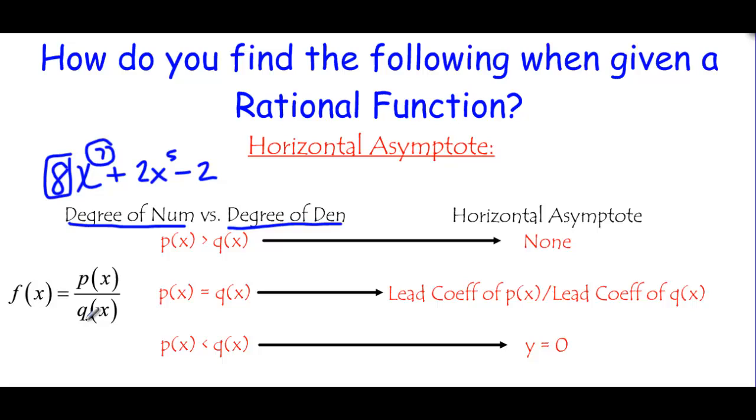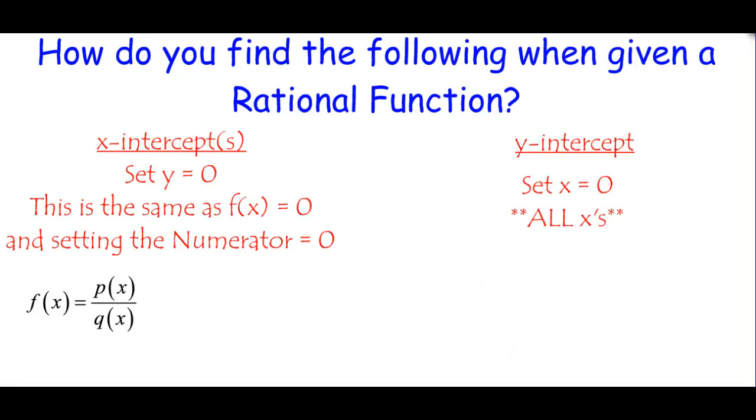If they are equal, what we're going to do is take the lead coefficient of p of x divided by the lead coefficient of the denominator q of x, and then we're going to get a new ratio. And because it's a horizontal asymptote, it's going to be y equals that number. And if the numerator is smaller or less than the denominator's degree, we will always get a horizontal at y equals 0. And as we go through the 4 examples, you'll get to see how those play out.